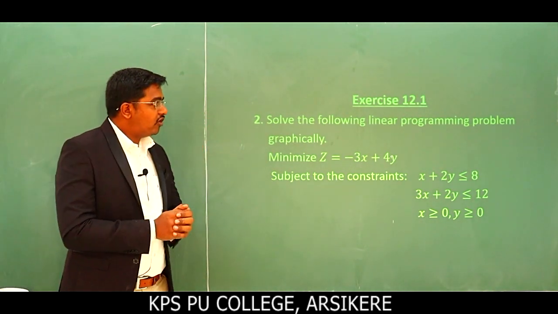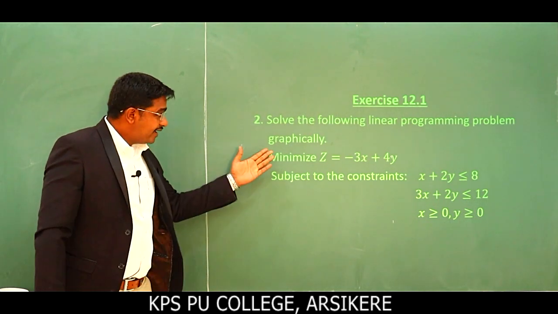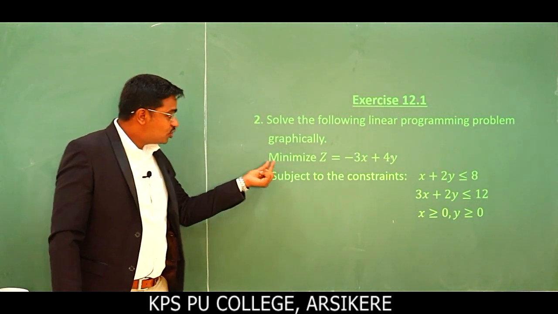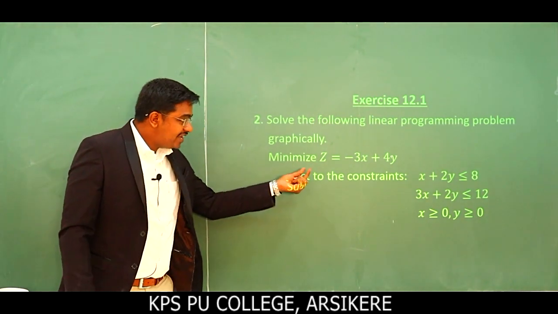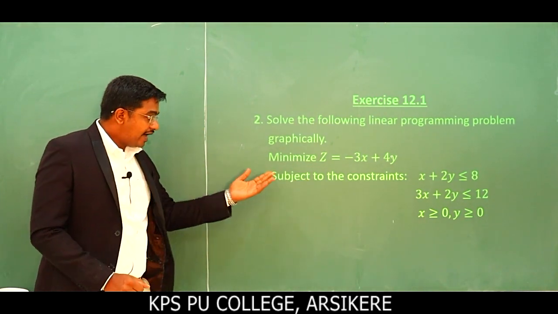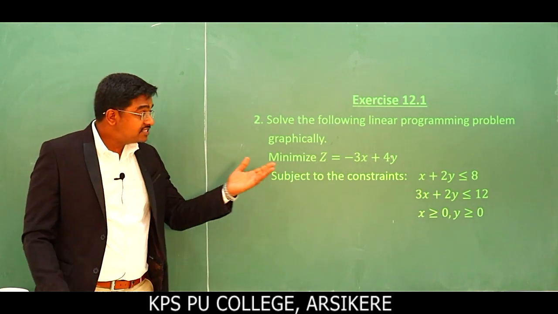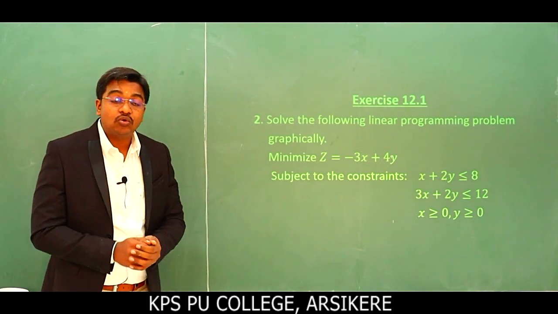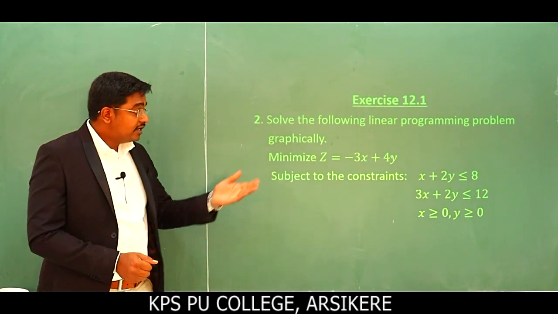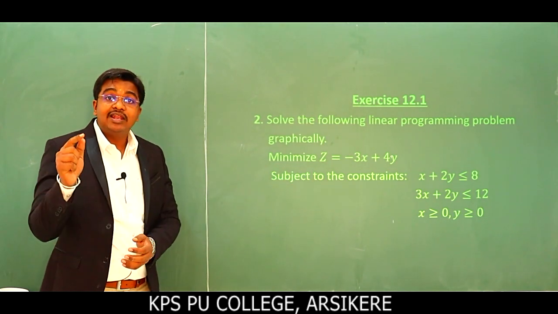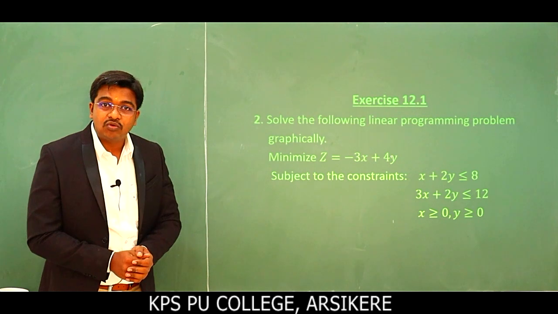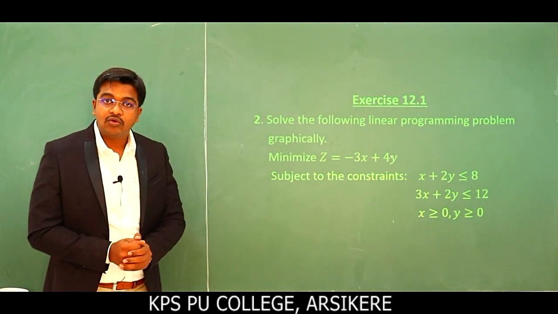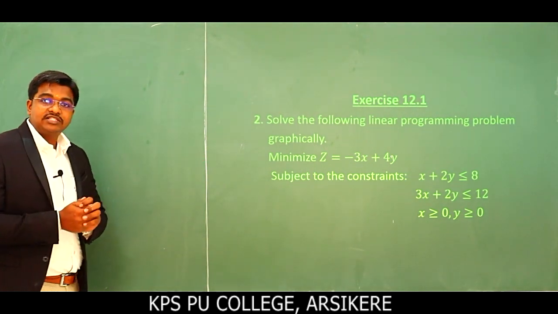Okay, solve the following linear programming problem graphically. Minimize the objective function z is equal to minus 3x plus 4y, subject to the constraints x plus 2y less than or equal to 8, and second constraint 3x plus 2y less than or equal to 12, and x greater than or equal to 0 and y greater than or equal to 0. So how to solve this?